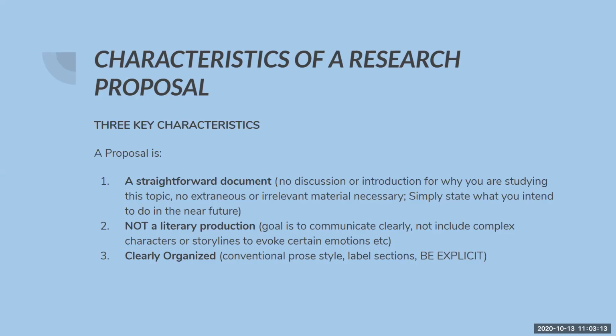Finally, you want your research proposal to be clearly organized. We want to use a conventional prose style and label sections. And the number 1 tip is to be explicit. Where are the certain sections going and what are you saying in those sections? You need to be explicit in what you're saying at all times.